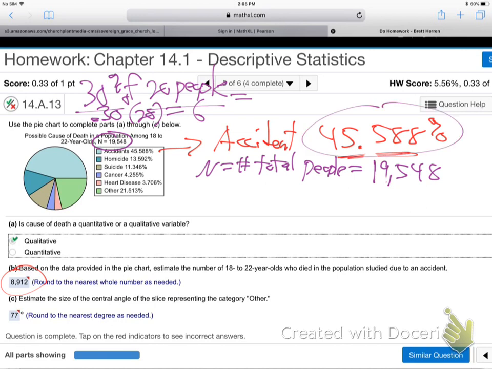So 45% of the 19,000 people died from accident. So that would mean, you got to turn it back into a decimal, totally right. Whenever you're going to use a percentage, you got to turn it back into a decimal, right?